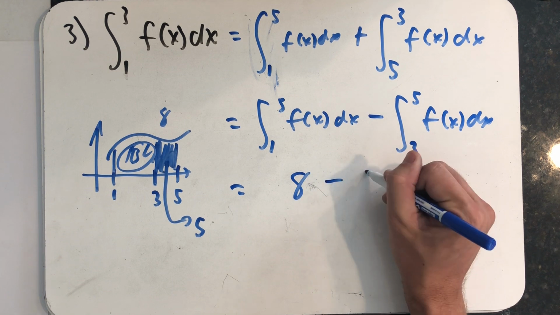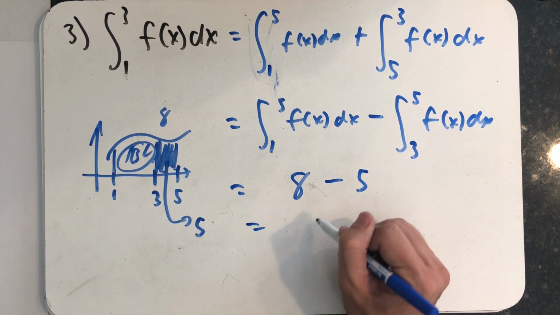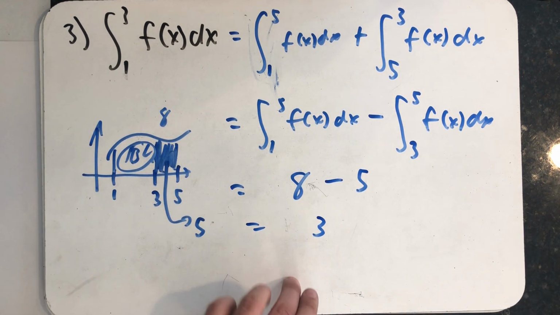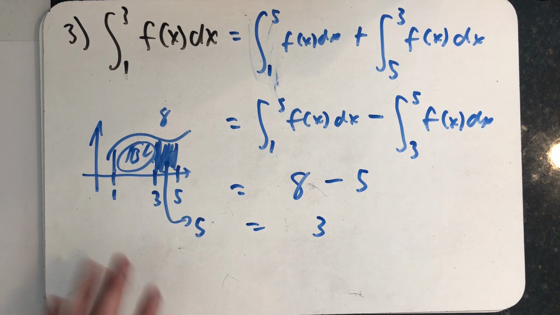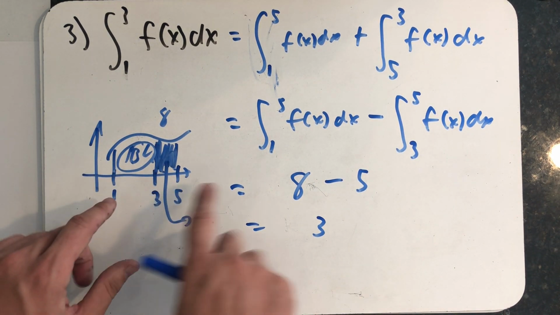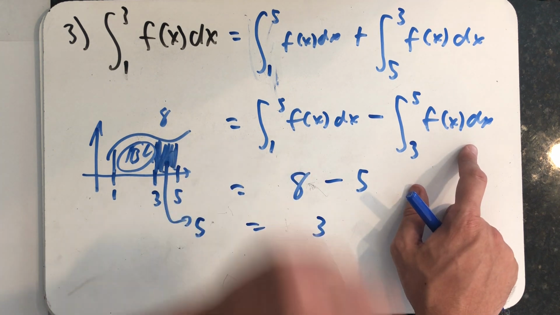I know that this first integral has value 8. And the second one has value 5. And 8 minus 5 is 3. Using additivity and order of integration there does establish that we're really subtracting a smaller area from a larger area.